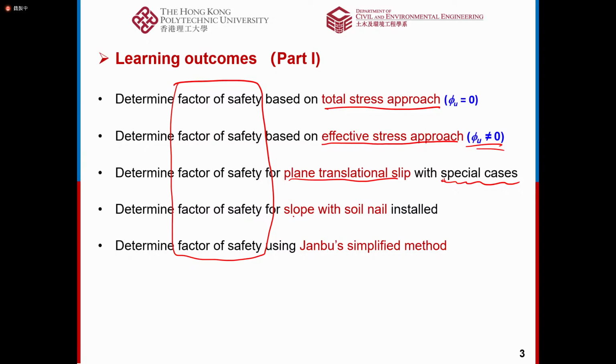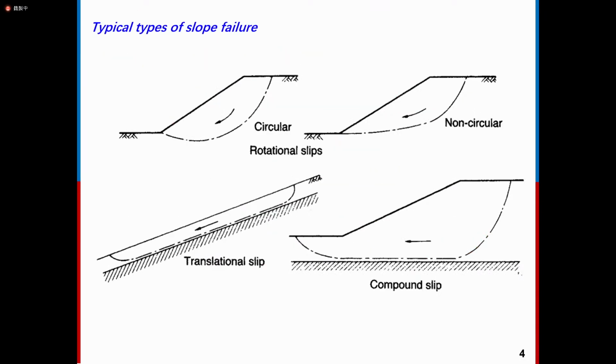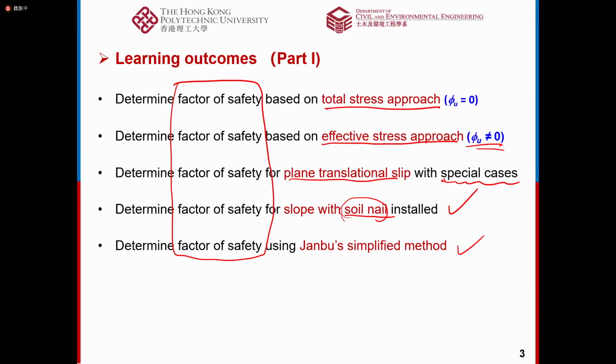And the slope with soil nail installed, this one is important. And how to use Janbu's simplified method to consider the slope with soil nail installed. The soil nails sometimes number two or three or even many, so the number of soil nails can vary. So this is the learning outcome for part 1.